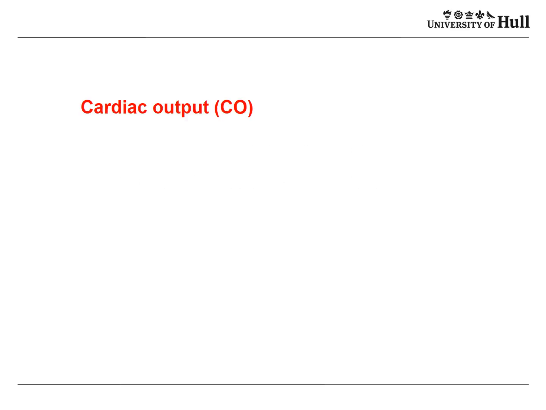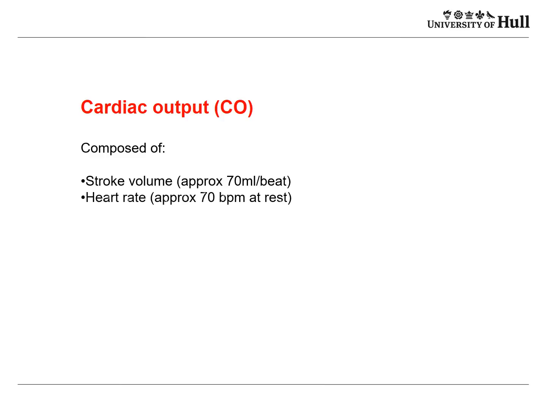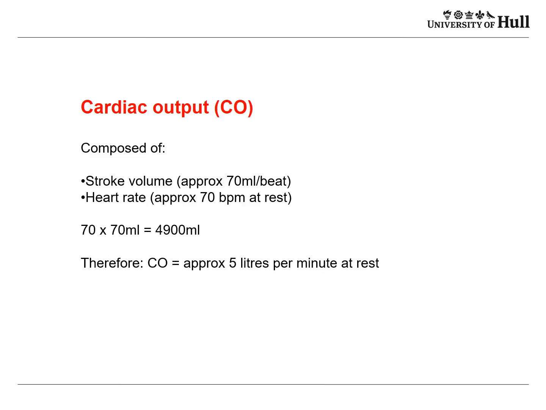The cardiac output is composed of two aspects. First of all, the stroke volume, which is the measure of the blood pumped out every beat, and that's approximately 70 mils per beat. And then the heart rate, which is approximately 70 beats per minute at rest. Those two values are quite easy to remember. If we multiply them together, we get 4,900 mils, so a good rule of thumb is that the cardiac output is approximately 5 litres per minute at rest.